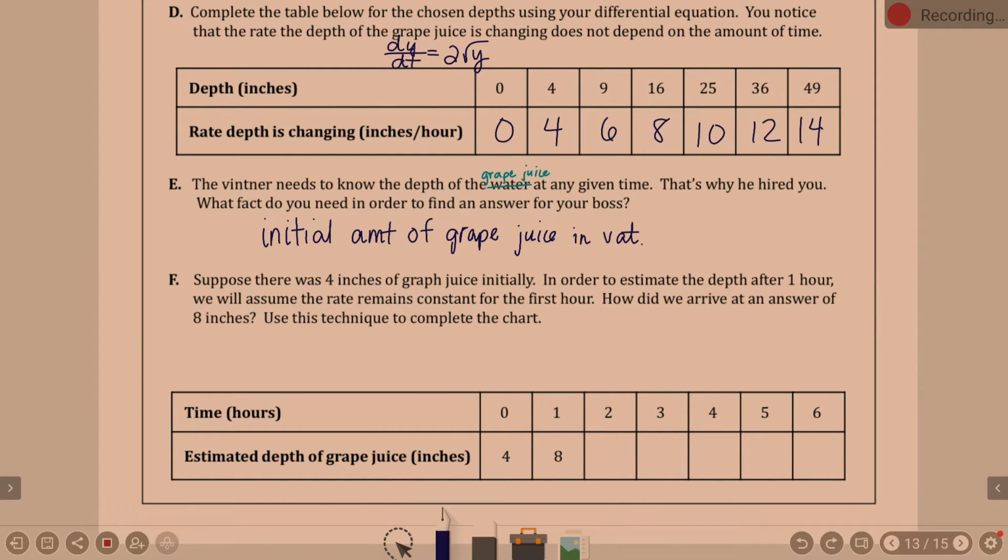Now we've got to get our brains back into this situation here. Suppose there were 4 inches of grape juice initially. In order to estimate the depth after 1 hour, we will assume that the rate remains constant for the first hour. How did we arrive at an answer of 8 inches and then use this technique to complete the chart? Okay, so that is the situation we have.